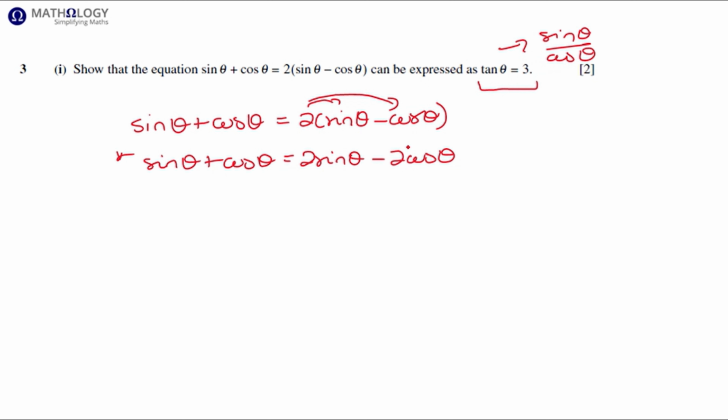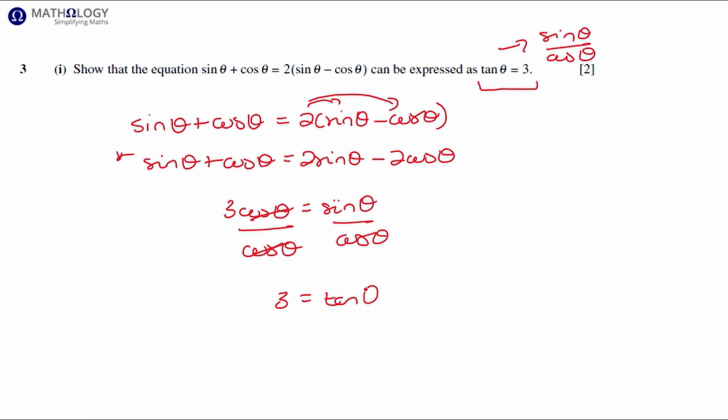So taking minus 2 cos theta to the left gives us 3 cos theta, and sine theta over to the right will give us 2 sine theta minus sine theta equals sine theta. And then we just simply divide both sides by cos theta. So 3 equals sine theta divided by cos theta, which is tan theta.